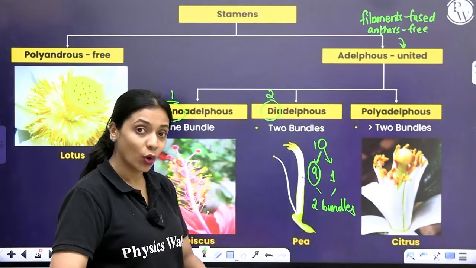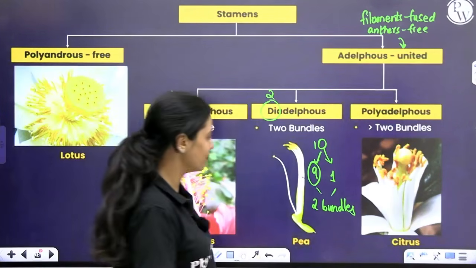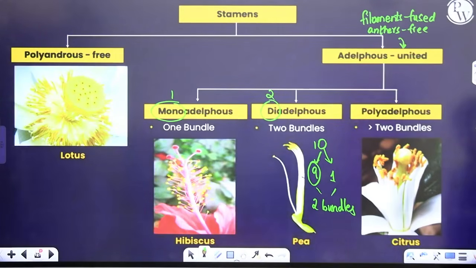Polyadelphous means more than 2 bundles have formed. This you can see in the case of citrus plants. Okay, so here you can see there are many bundles that have formed. Next.